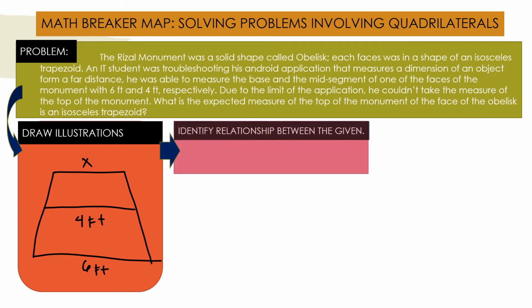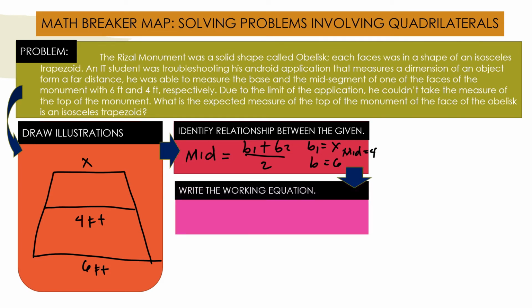We all know that the relationship of the mid-segment and the bases of a trapezoid is: mid-segment is equal to base 1 plus base 2 all over 2. One of the bases, base 1, is x, and base 2 is 6 feet. And the mid-segment is equal to 4. Let us substitute the given to have our working equation. So we have 4 as the mid-segment.